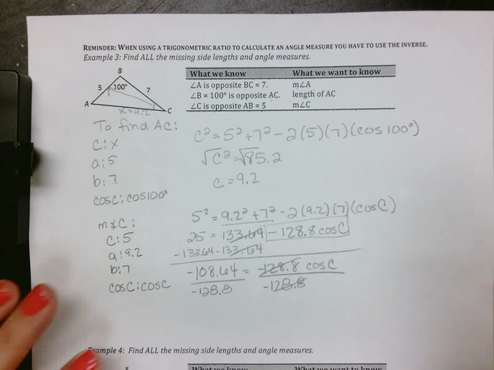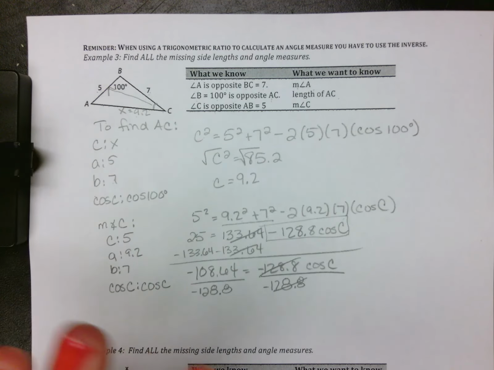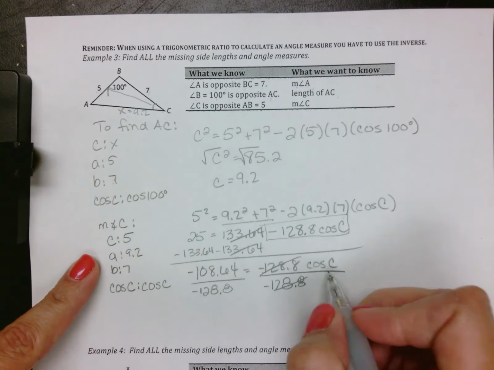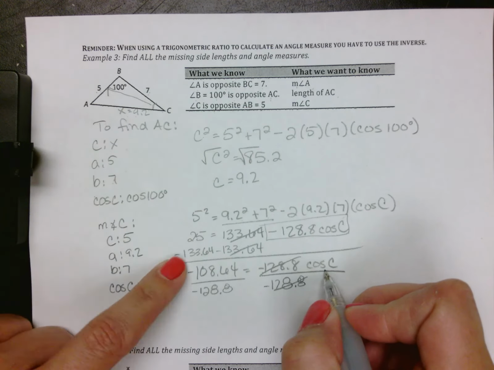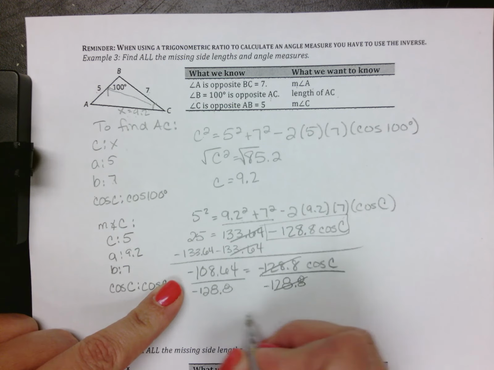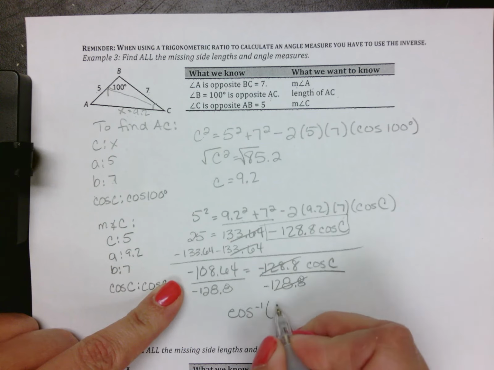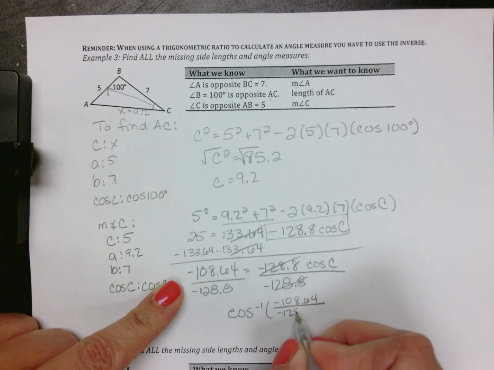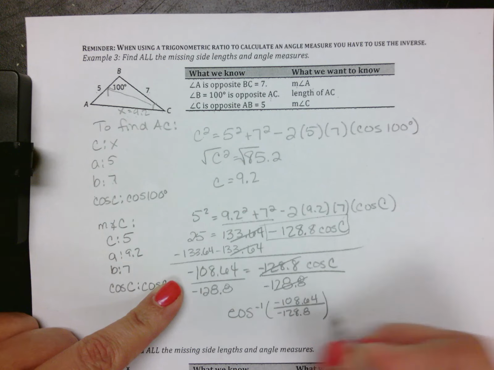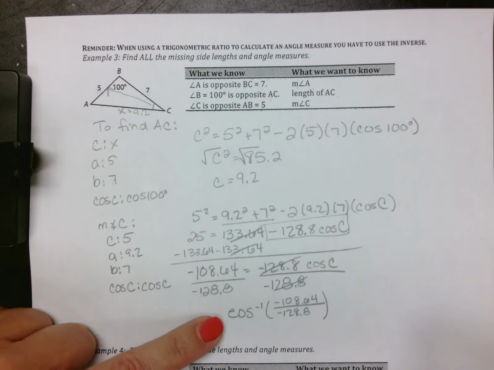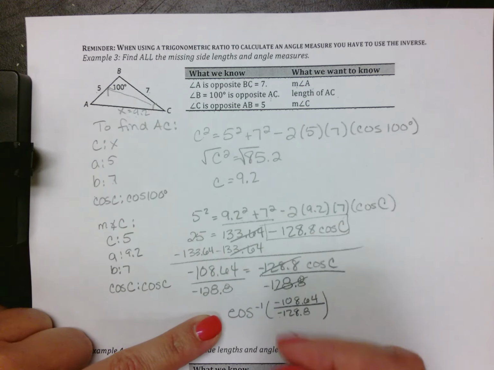Now, here's where you got to stop. And you got to remember, when you're looking for a missing angle measure, you use the inverse. So I don't want to do cosine of C and just divide these two numbers. It's going to give me something crazy. I want to do these two numbers as the inverse of cosine. And I know you're looking at it going, there's negative numbers there and they're crazy numbers. I understand that. They're still going to work out because a negative divided by a negative is a positive.